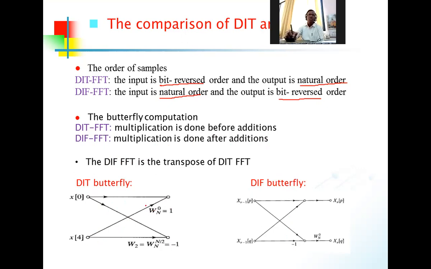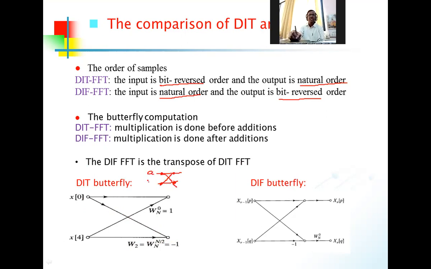So here, we have the value x of 0 multiplied with omega n 0, and then the next part is x of 0 minus this value, which equals minus 1 times x of 4 multiplied with omega n to the power 0. So this is a DIT butterfly diagram. I will just write the simple butterfly diagram for DIT FFT algorithm.